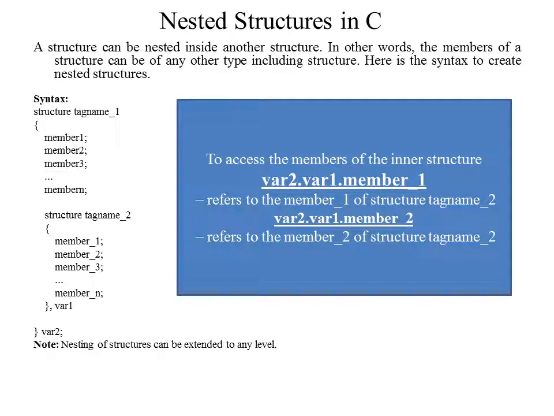Next topic is nested structures in C. You all have done nested if else, nested loops. Means we are using one similar thing inside the other thing. If we are using if inside if, for inside for, while inside for. Means we are trying to use one structure inside another structure.